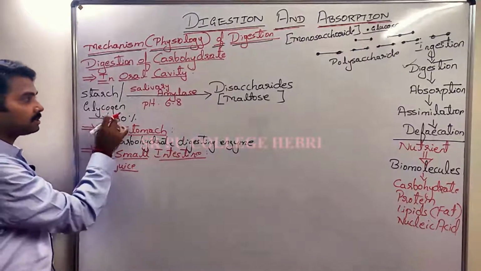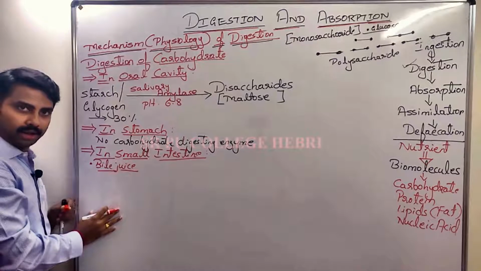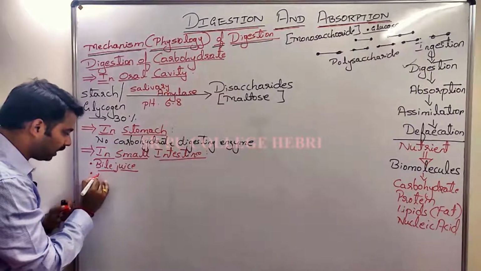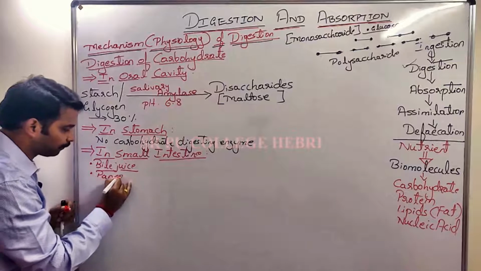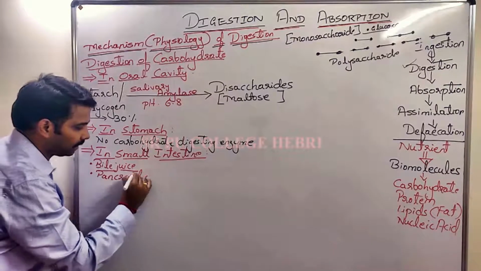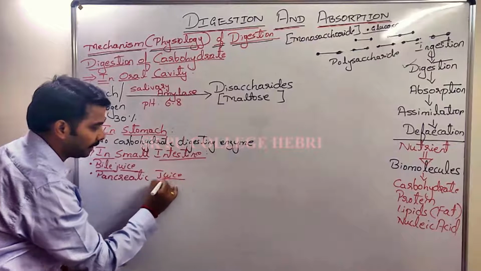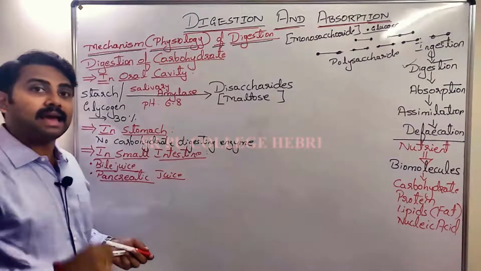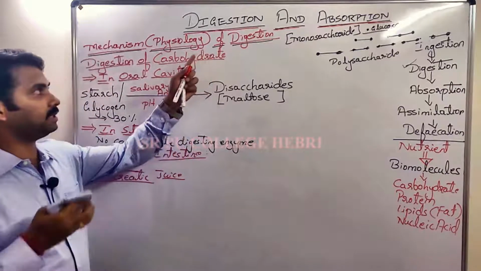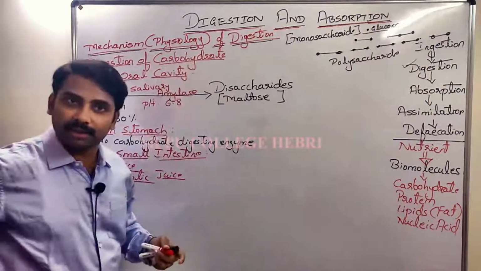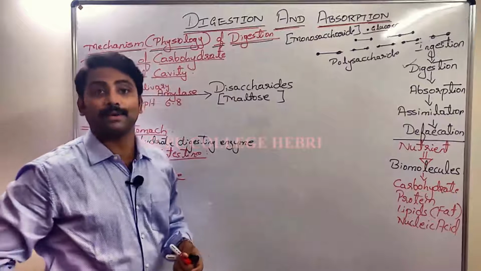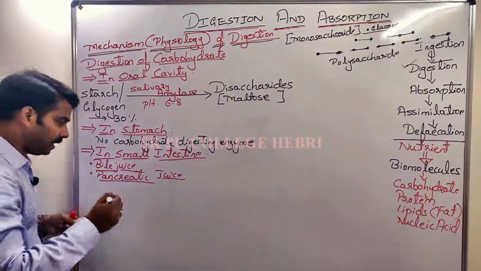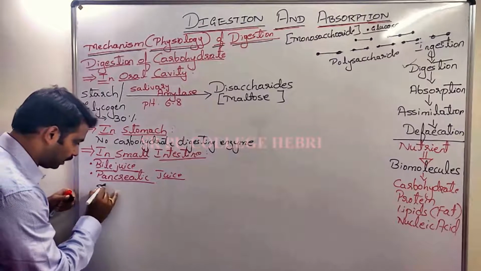The remaining 70% of carbohydrates, and the maltose, come in contact with which juice? Come in contact with the pancreatic juice. Okay, tell me, is there any carbohydrate digesting enzyme in the pancreatic juice? Your answer is yes. What is that? Pancreatic amylase. Now what happens?